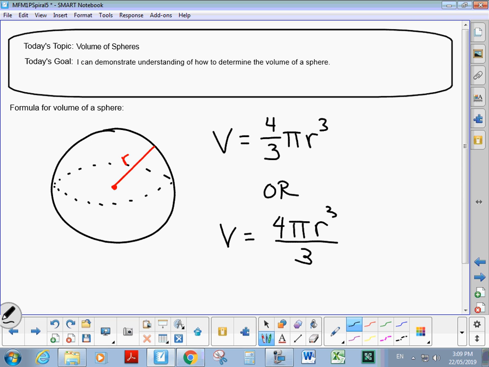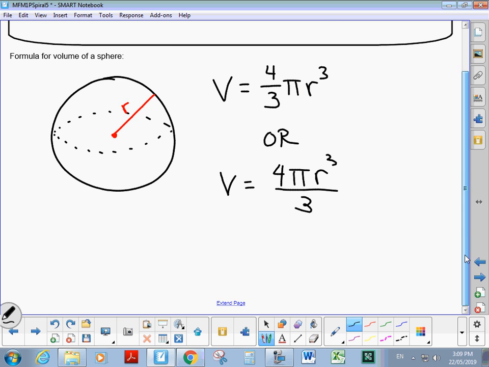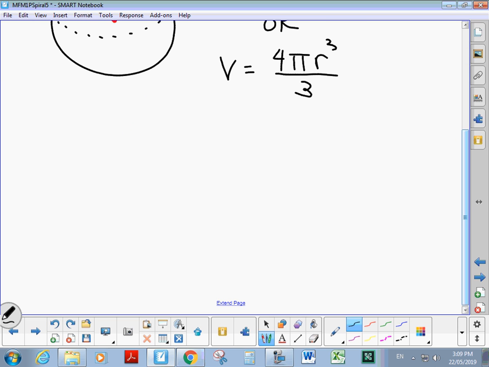The only thing I need to review here is that r cubed value. In order to find r cubed, I'll do it down below as a reminder. Reminder, r cubed means r times r times r. Okay? It's like a pirate. That's a joke. It's funny. R times r times r is r cubed.